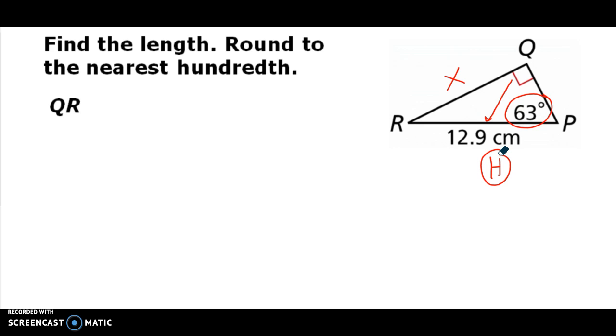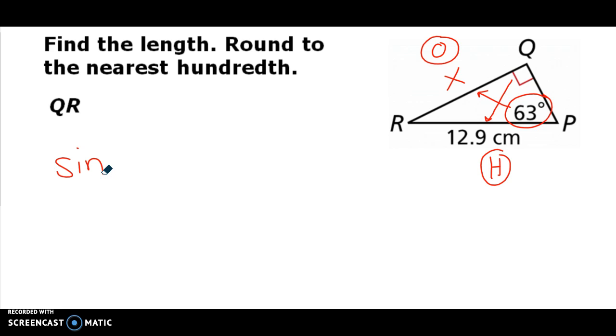Okay? And X, is X right next to angle P? No, so we call that the opposite side. It's all the way across the triangle. So O is what X is. We don't know the adjacent side, and we're not trying to figure it out, so don't care about A. Okay? So which function uses O and H? Sine. So, right? S-O-H. So we are going to use the sine function.